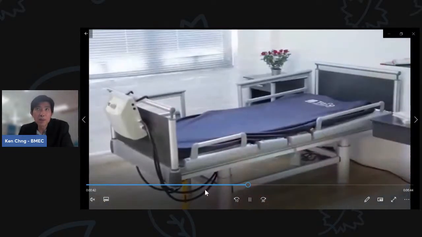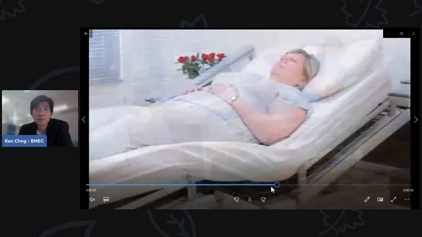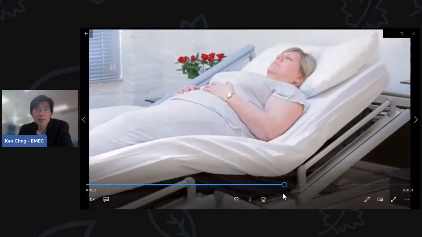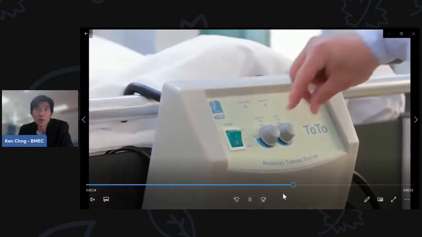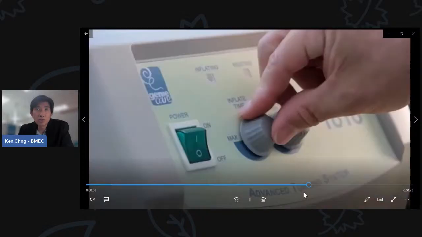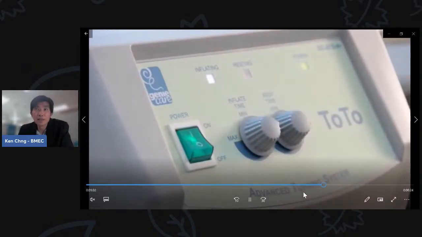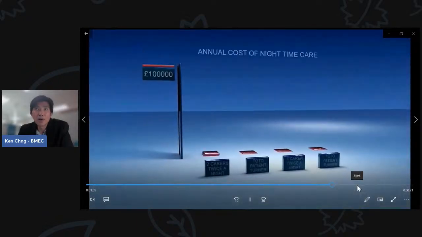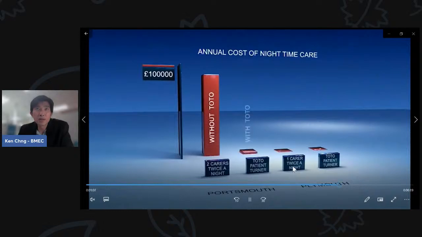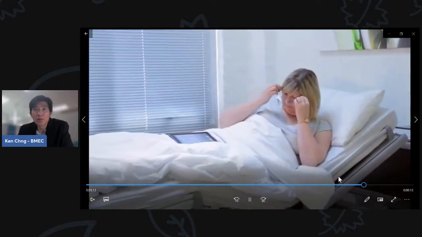So I actually turn the patient every 2 hourly. So you see that it turns, now one side, and then the other side is offloaded. You can control the time of inflation and the time of rest. Under the study, it has been found that using Toto actually helps nighttime turning be more effective, and keeps the hospital cost down.